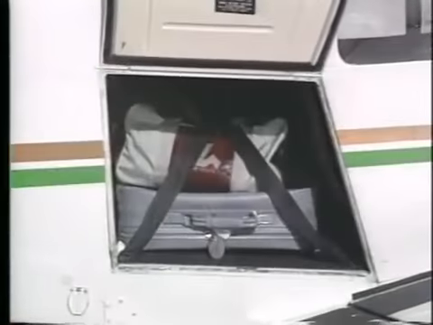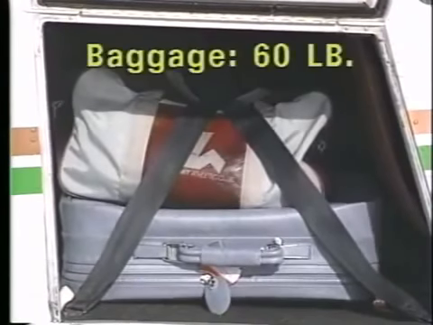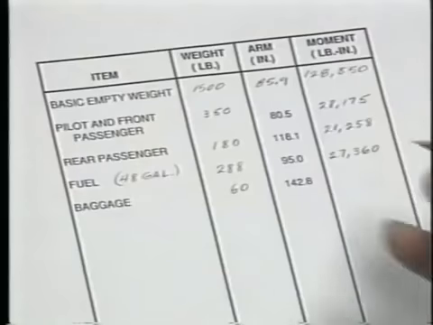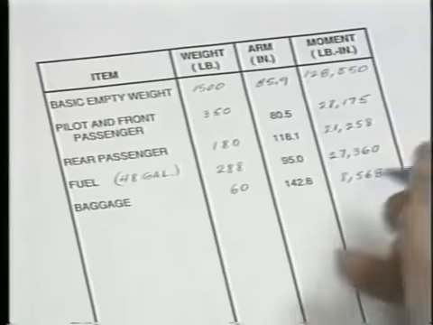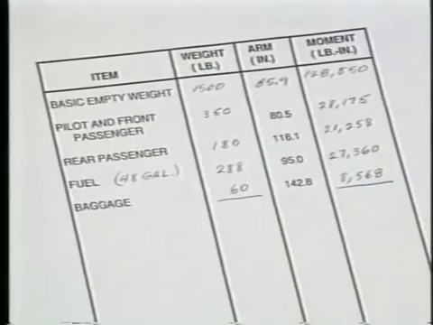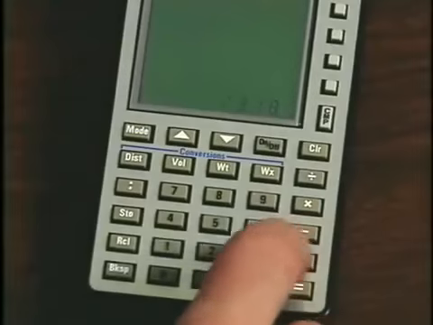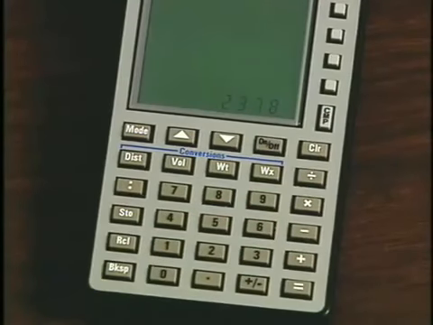The last item is the baggage, which in this problem weighs 60 pounds. Its moment is 8,568. If no more items are loaded on the airplane, the computational list is complete. Your next step is to add the weight and moment columns. In this example, the total weight of the loaded airplane is 2,378 pounds.